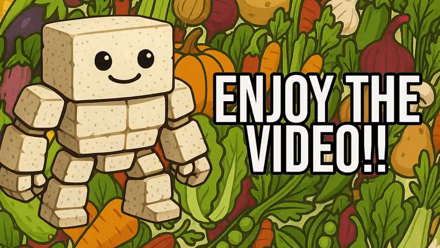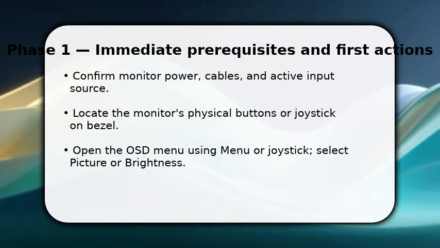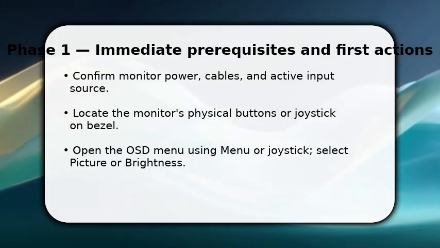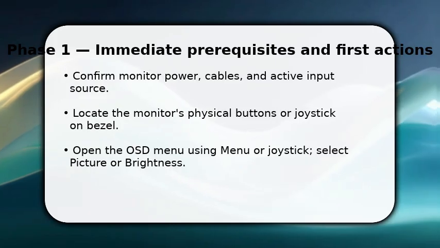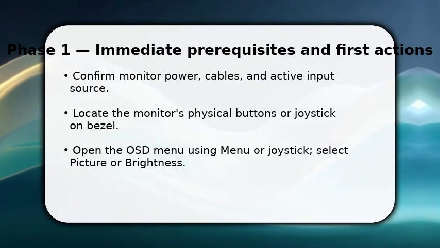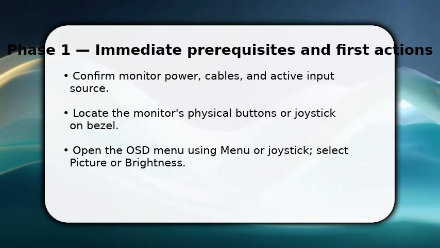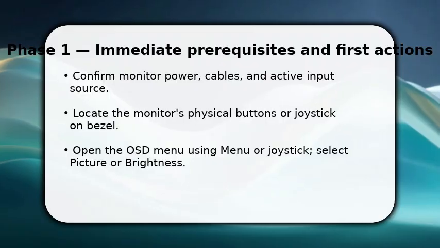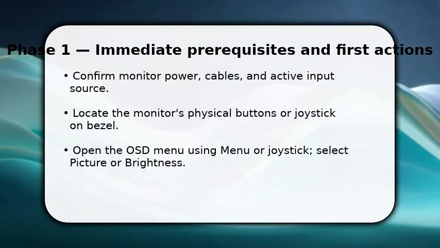Please enjoy the video. You're ready to adjust brightness now. First, confirm the monitor is on, connected, and showing the expected input. Press the dedicated menu or use the joystick. Press gently, then navigate to picture or brightness. You do this because the OSD houses the native controls that override software sliders.